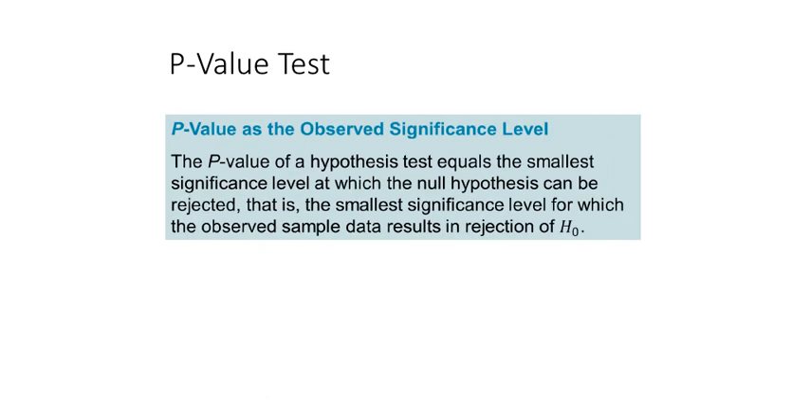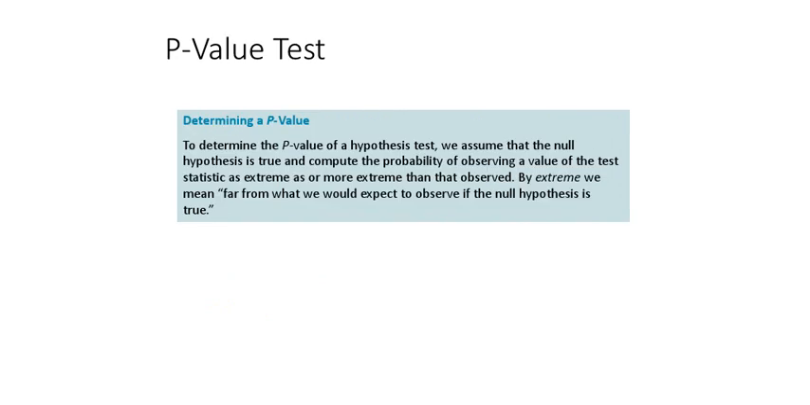Now, the p-value is an observed significance level. The p-value of the hypothesis test equals the smallest significance level at which the null hypothesis can be rejected. That is the smallest significance level for which the observed sample data is in the rejection region of H0. So, to determine the p-value of a hypothesis test, we assume that the null hypothesis is true and compute the probability of observing a value of the test statistic as extreme as or more extreme than the observed. By extreme, we mean far from what we would expect to observe if the null hypothesis was true.